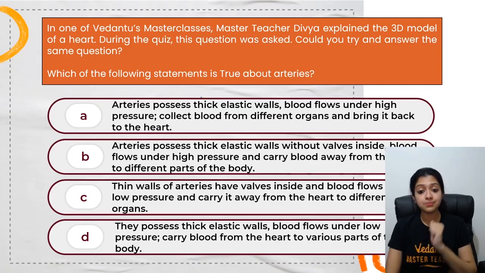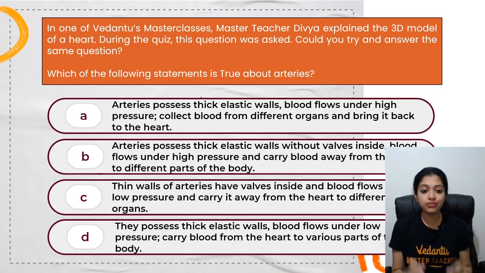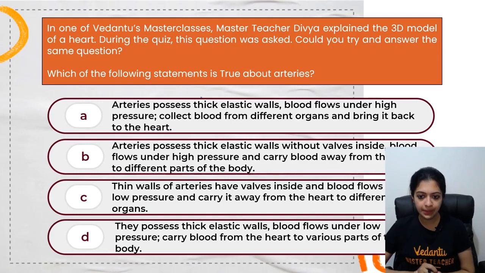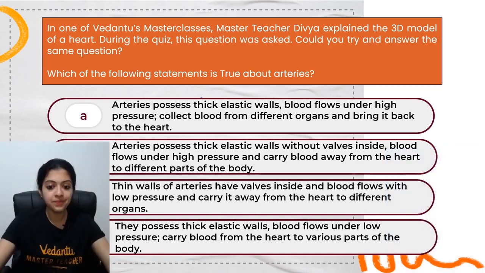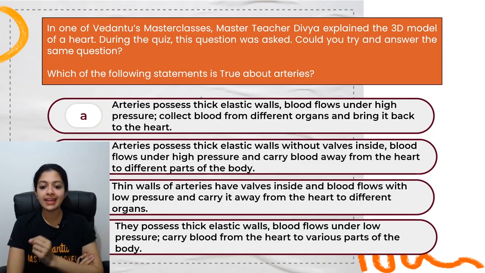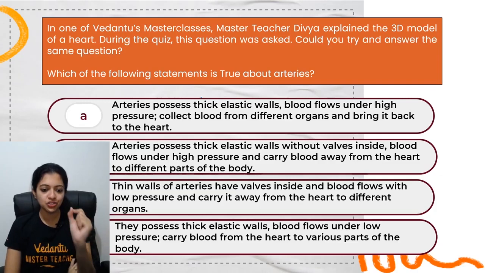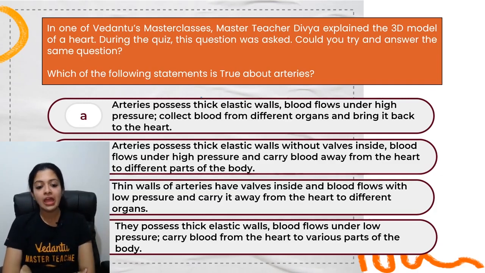Look at the next one. Arteries possess thick elastic walls without valves inside. Blood flows under high pressure and carry blood away from the heart to different parts of the body. Okay. Next, thin walls of arteries have valves inside and blood flows with low pressure and carry it away from the heart to different organs. Oh my goodness. You need to pay really, really close attention to these statements so that you don't go wrong. Okay. The next option is they possess thick elastic walls, blood flows under low pressure, carry blood from the heart to various parts of the body.